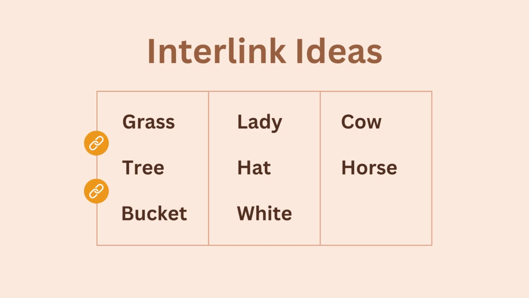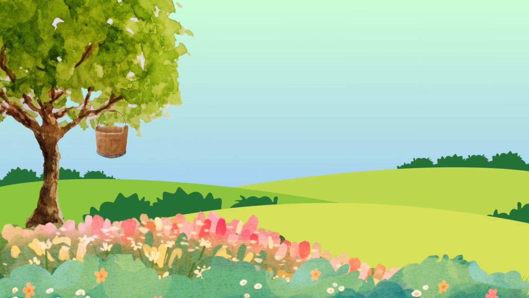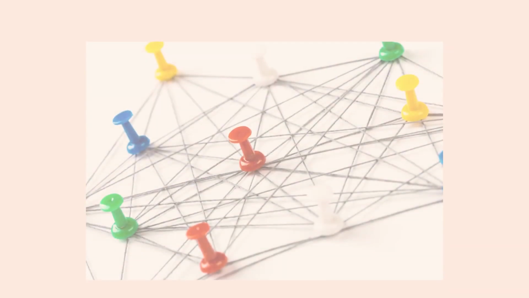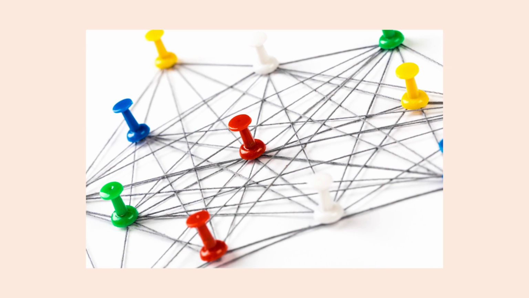For example, a tree with a hanging bucket is standing on green grass. A horse is chasing behind a cow. A young lady in white dress is wearing a straw hat. The linking technique enables us to build memorable associations of many seemingly unrelated items.